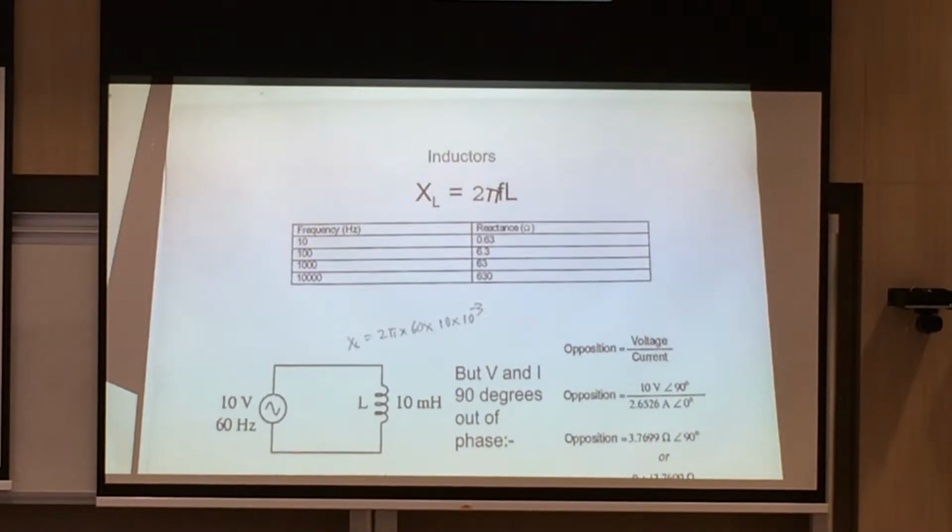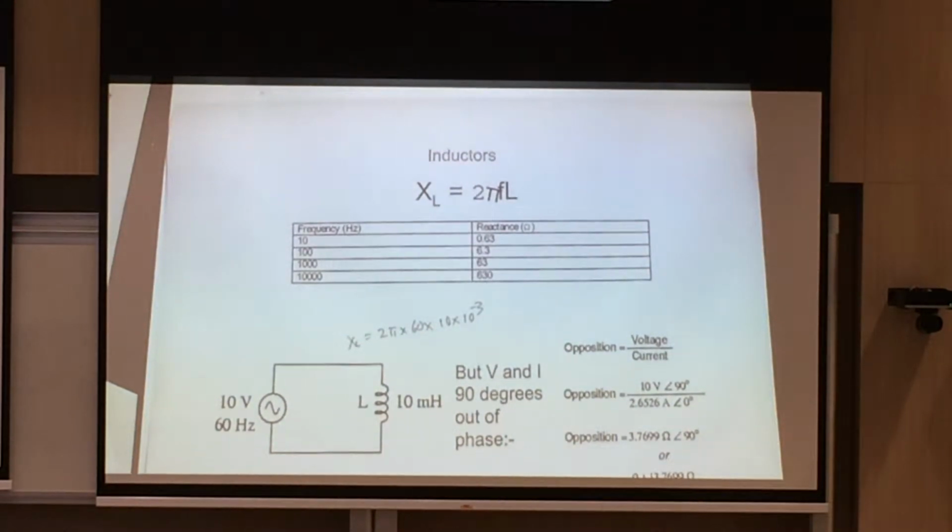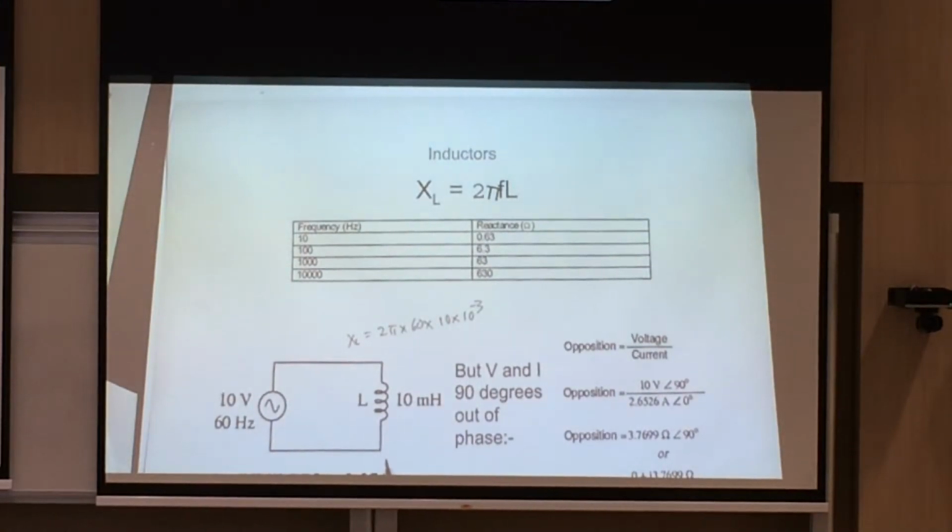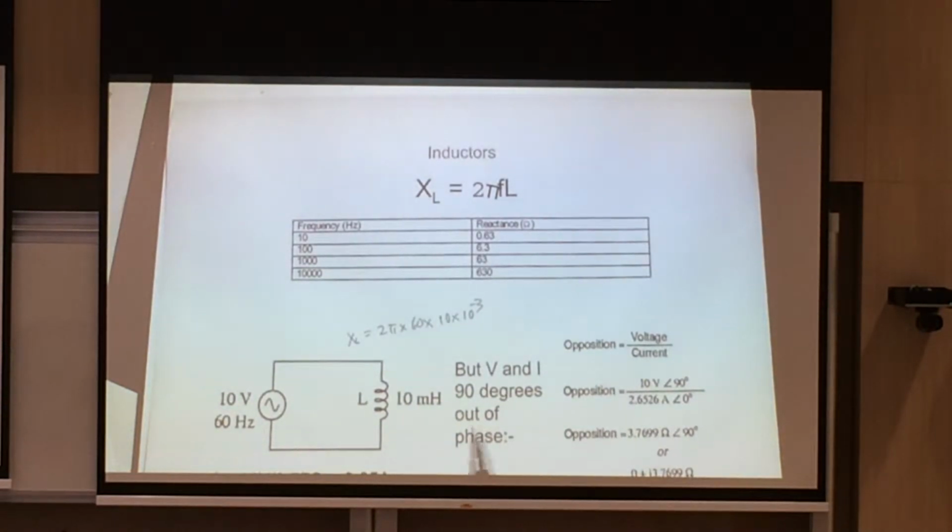becomes 3.3, right? 3.77. So you take 10 divided by this, that will give you the current. Now for inductor we know that the voltage is out of phase by 90 degrees. Okay, so what you need to do is, in terms of complex, you take 10 at 90 degrees divided by your current, that will give you this.